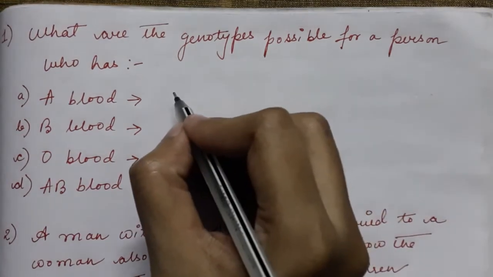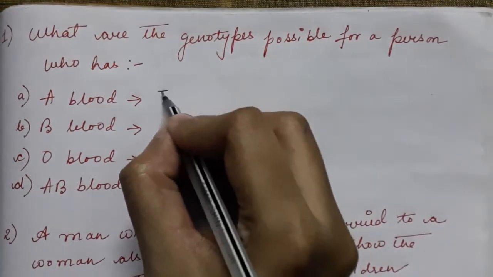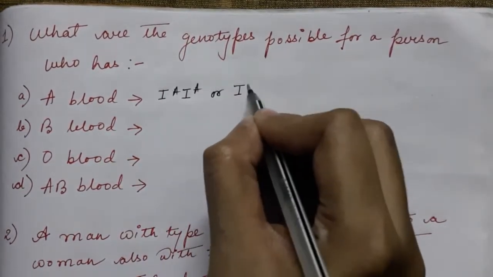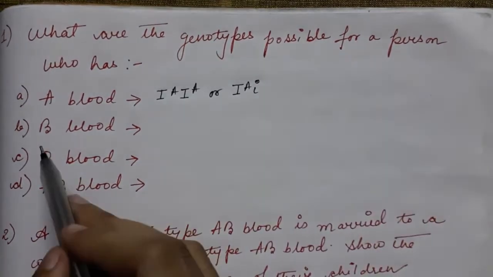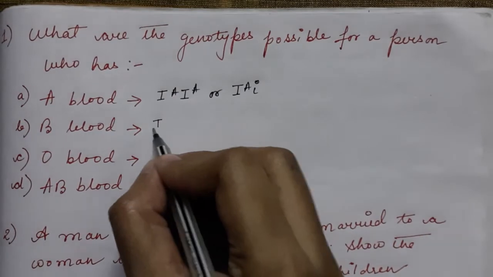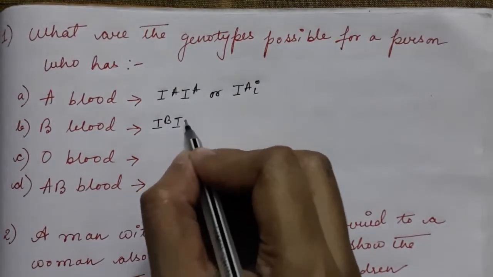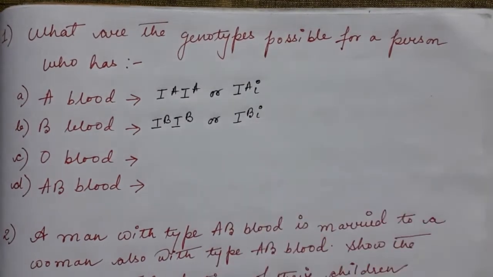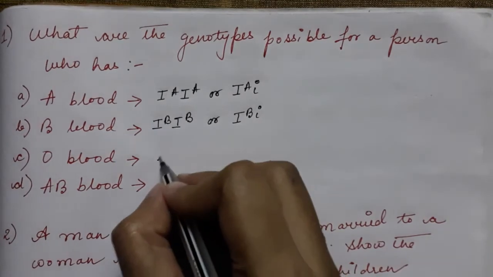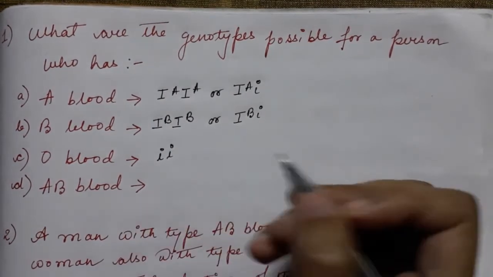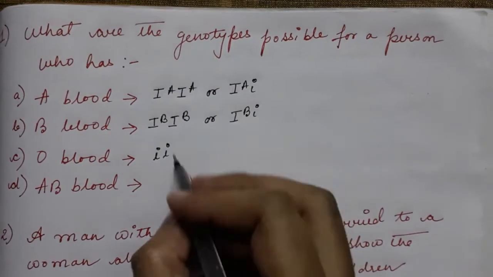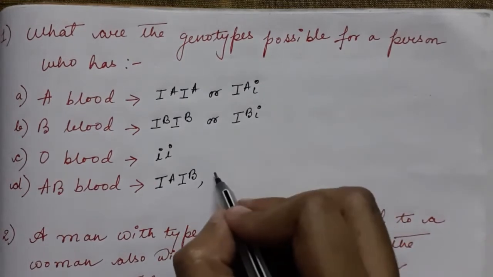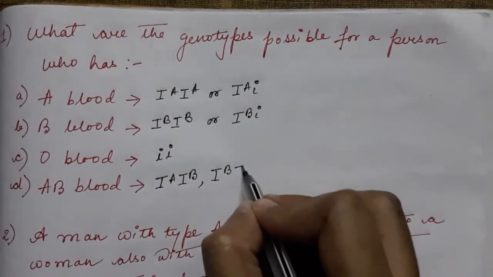So, a person with A blood group will have genotype IA IA or IA small i. A person with B blood group will have IB IB or IB small i. A person with O blood group will have small i small i, and a person with AB blood group will have IA IB.